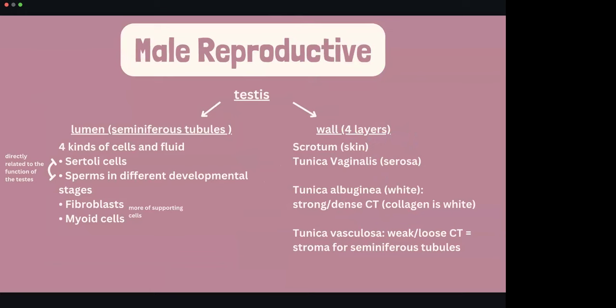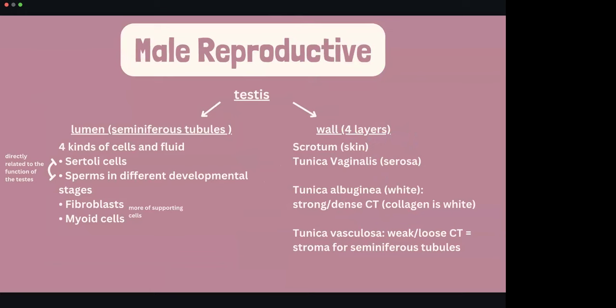And serosa, you've seen it before in the lungs. You know how you have the covering, the visceral and the parietal? It's the same thing here. The tunica albuginea is a white structure because collagen is white. It's a strong, dense connective tissue. And the tunica vasculosa is weak or loose connective tissue, and it's a stroma for the seminiferous tubules.